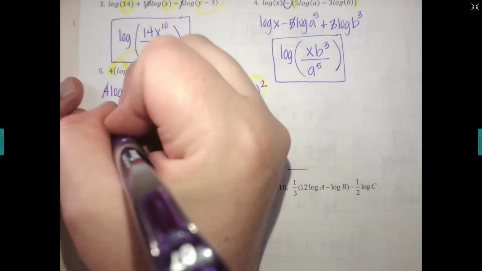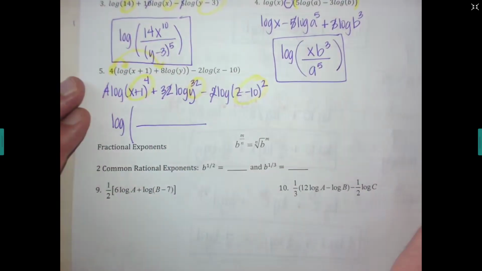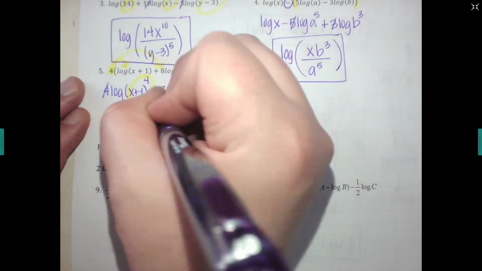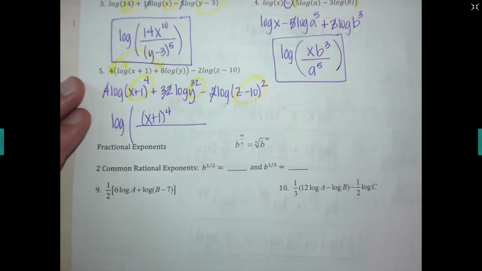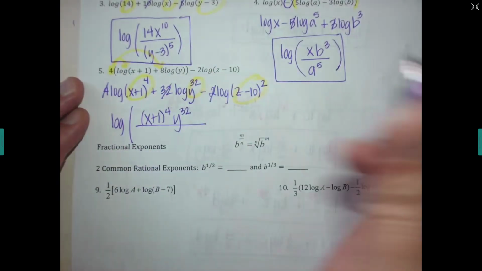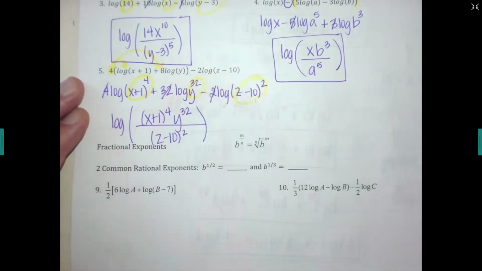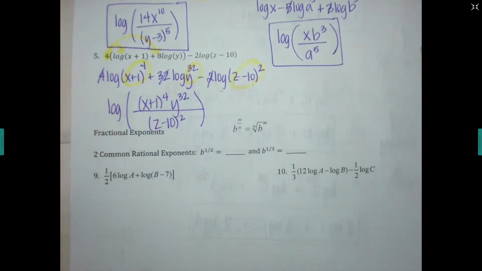Subtraction. So it'd be log, big fraction. We're going to have an X plus 1 to the 4th on top, a Y to the 32 on top, and a Z minus 10 squared on bottom. So distribute to eliminate any extra parentheses first, pull your front numbers up, and then squish everybody back together.